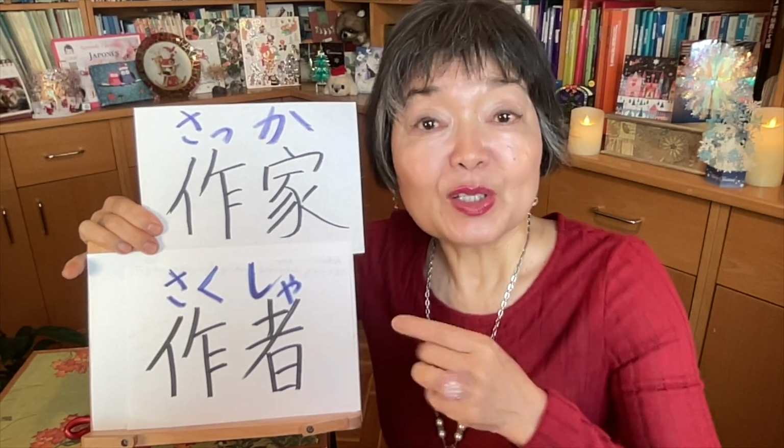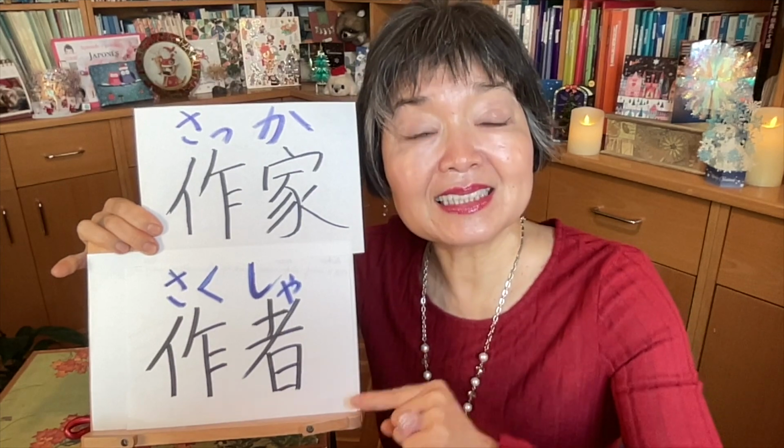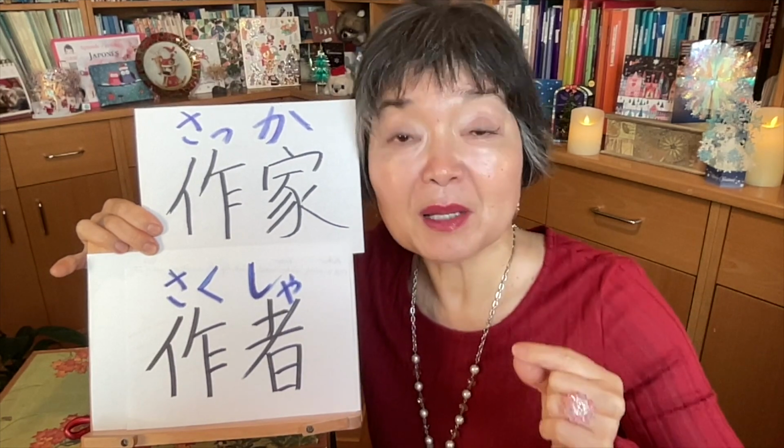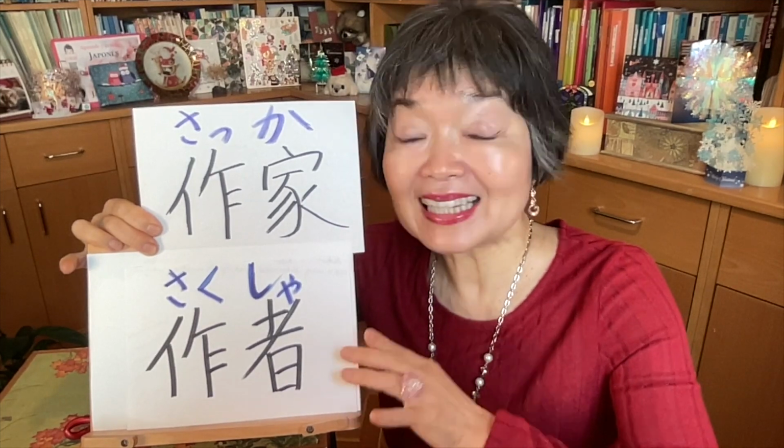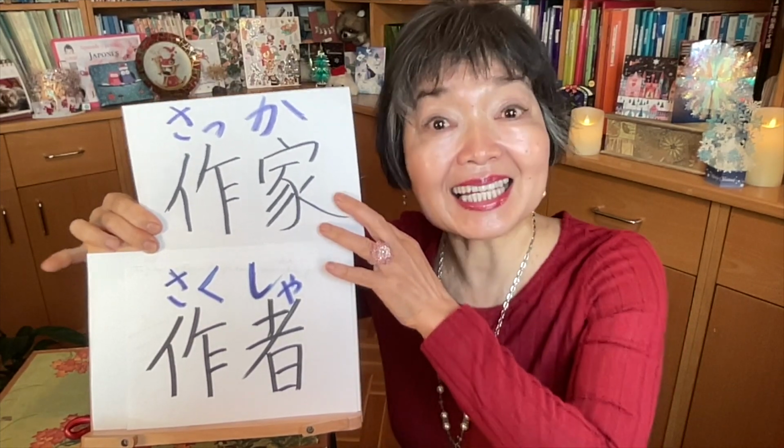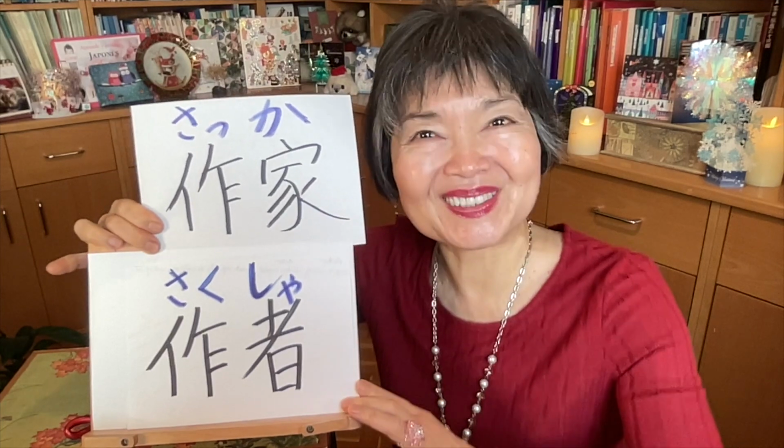作者 is a person who has created a piece of work. And 作者 can be the same as 作家 but not necessarily, because maybe this is not his profession, he just has created or wrote some books. 作者 is not a profession, but 作家 is a profession.